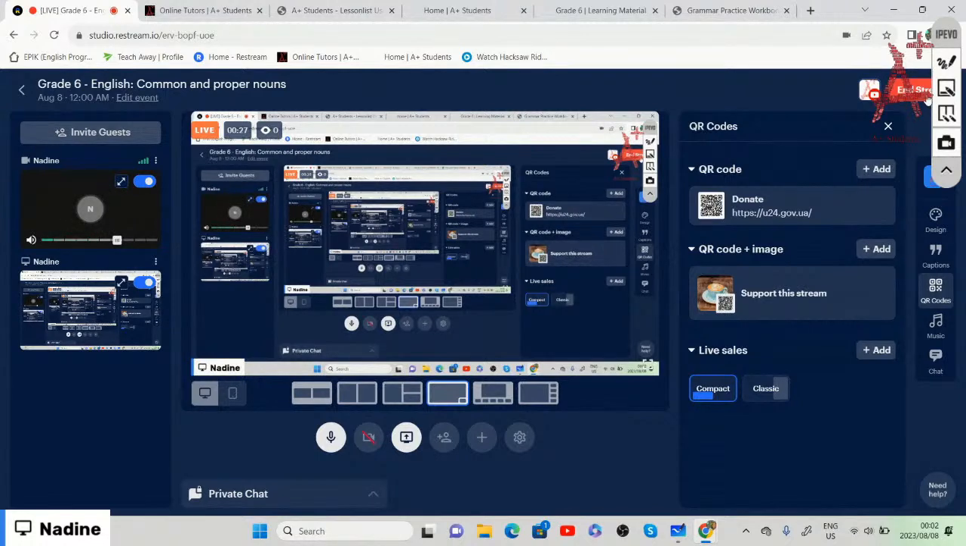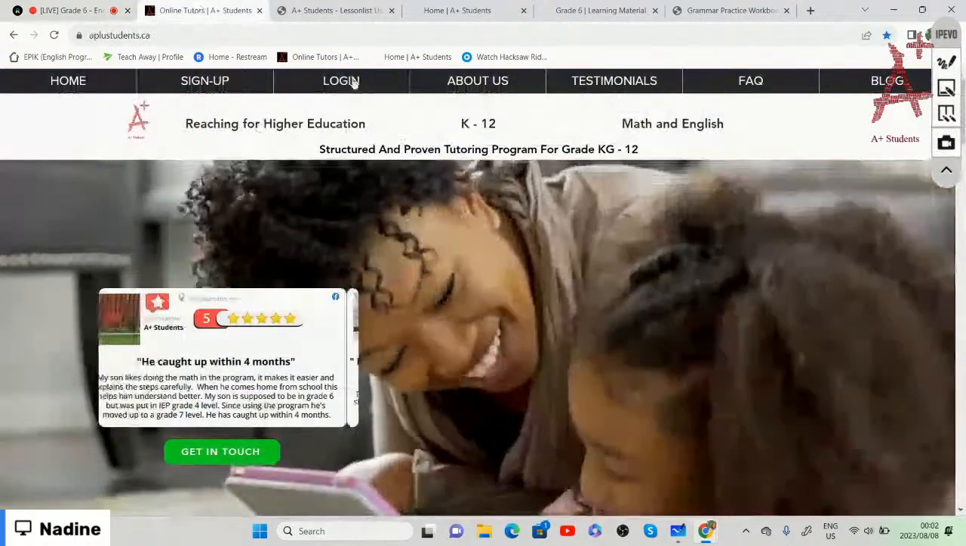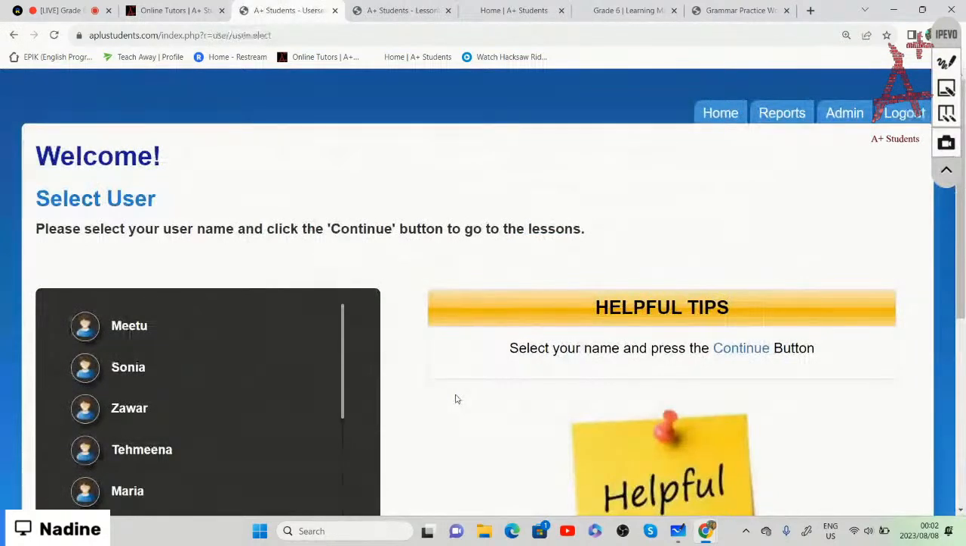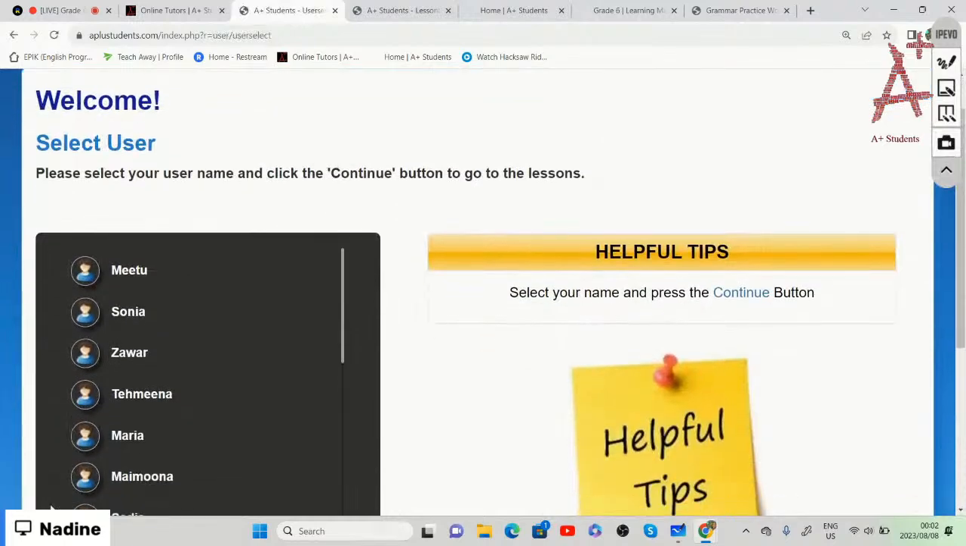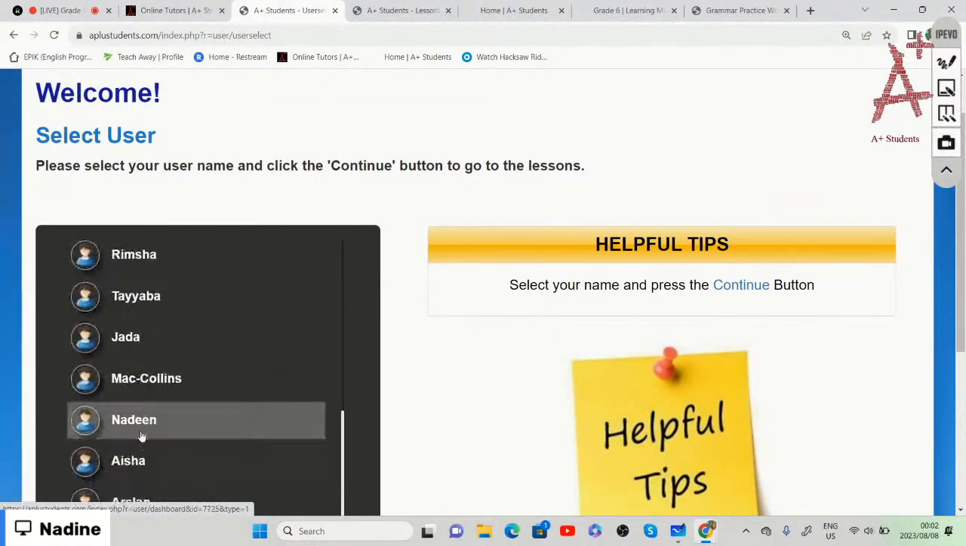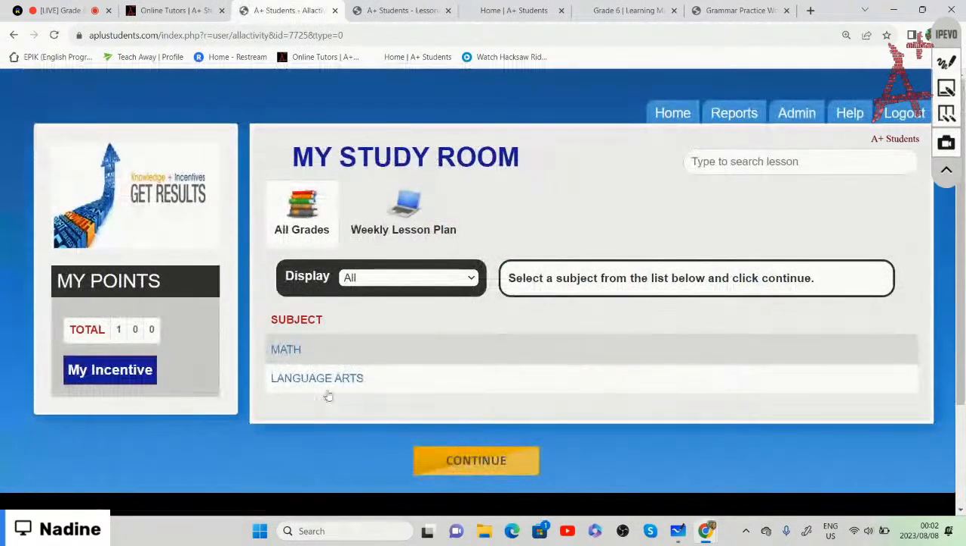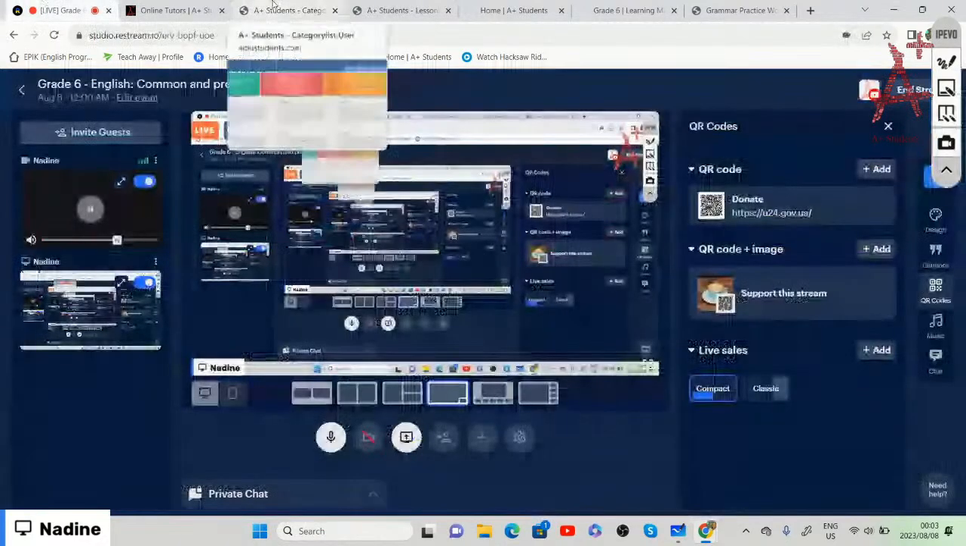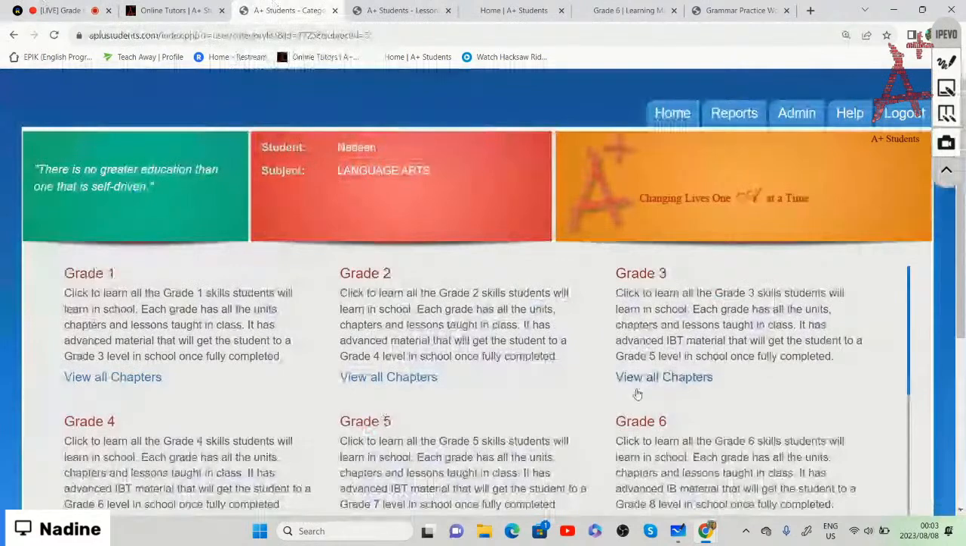And before we start, we are going to log in to aplusstudents.ca. So you're going to log in with your username as well as your password. Once we've logged in, then we're going to select the subject of language arts, Grade 6.